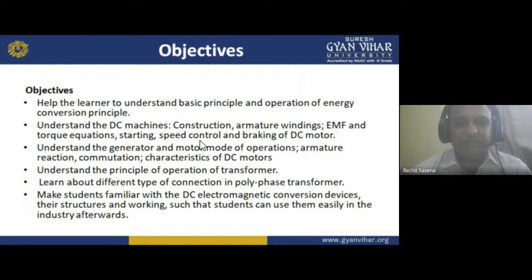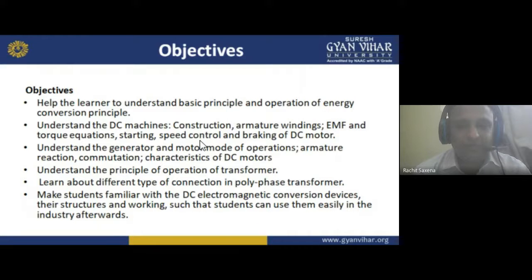So in this construction, we are going to study armature windings, EMF (electromotive force), torque equations, starting, how we start, speed control, and braking of a DC motor. Through this, we can understand the generator and motor modes of operation. Armature reaction is also a part of it. Commutation is there, characteristics of the DC motor, and understanding the principle of the transformer.